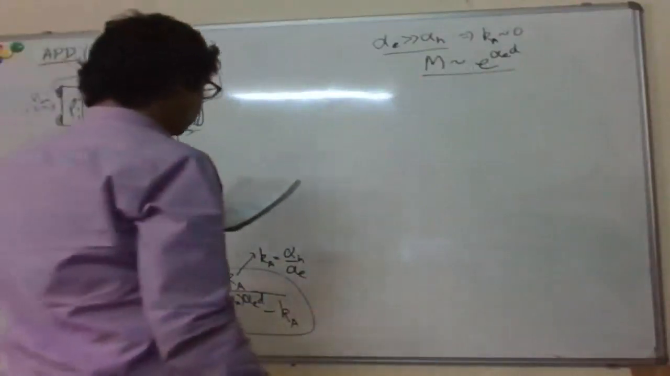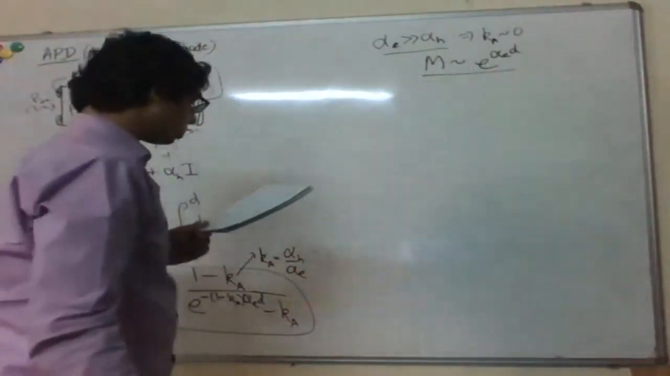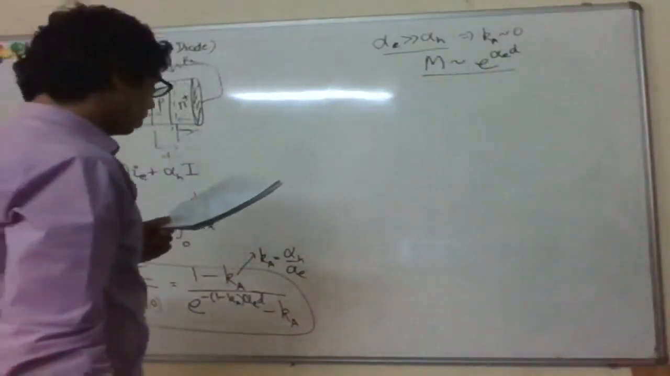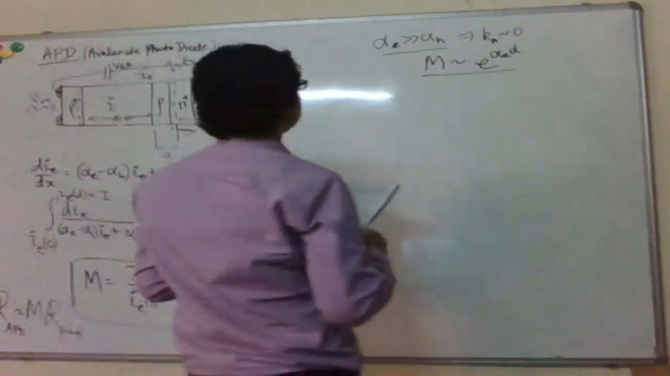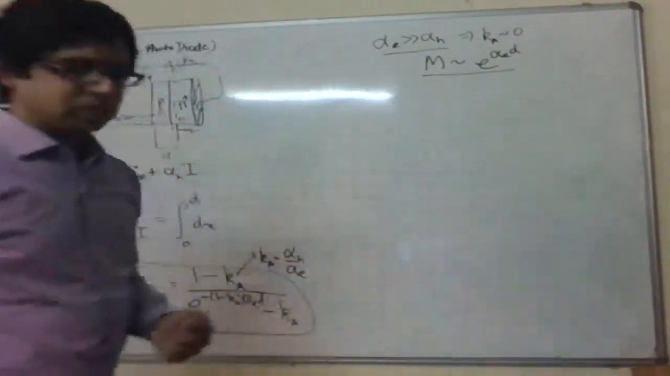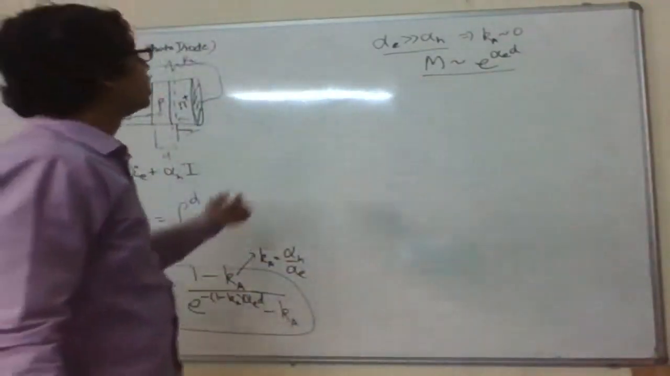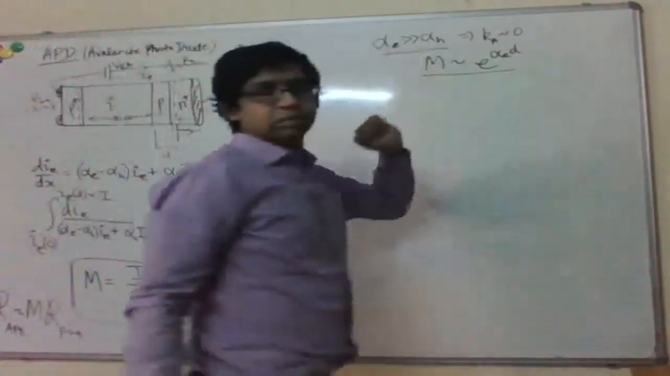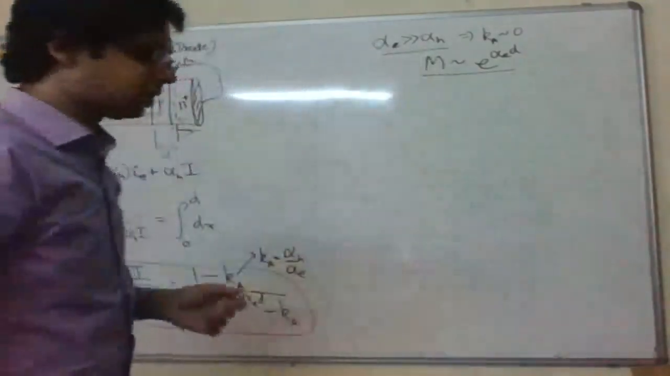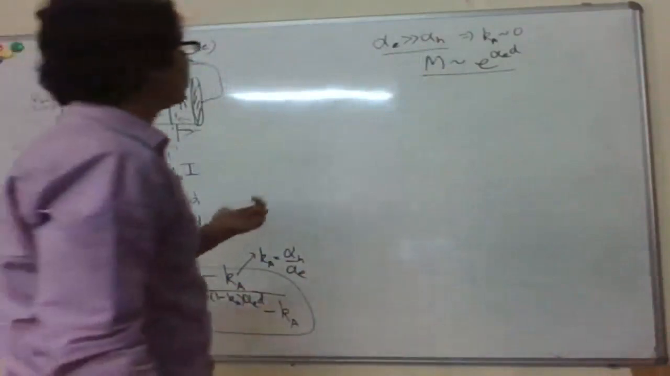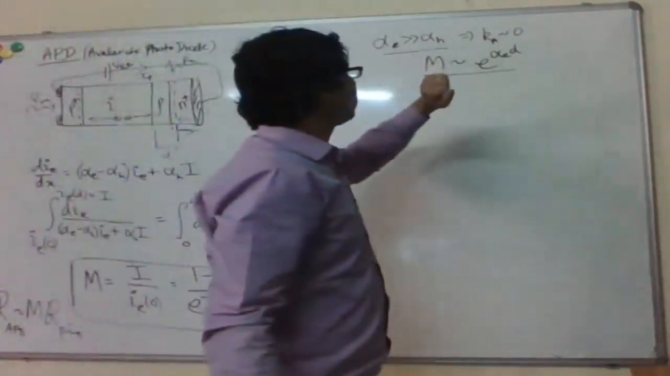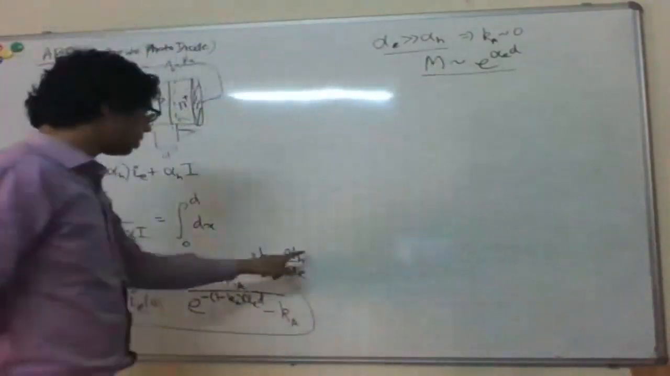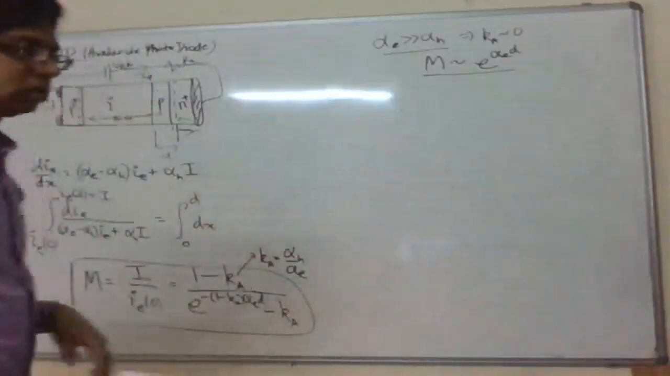Typically for most semiconductor materials, alpha e is bigger than alpha h. How much bigger depends on the exact material, but typically alpha e is always bigger than alpha h, which means Ka is always less than 1.